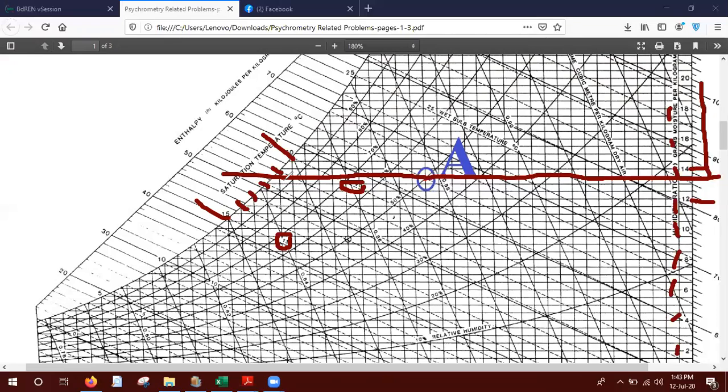So we can say the dew point temperature is in between. That's why you can call it either 18.5 or 18.6 or 18.4. So the dew point temperature will be 18.5 or 18.4.